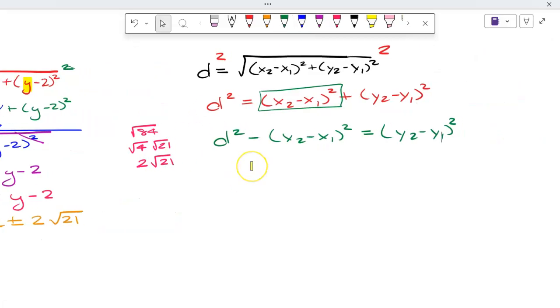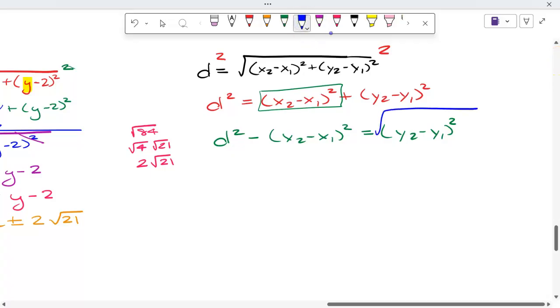Again, I would square root over here on the right to get rid of the squared term. And so then that would get me square root of d squared minus x2 minus x1 squared. And then now that this is all by itself, then I would just add y1 to both sides.